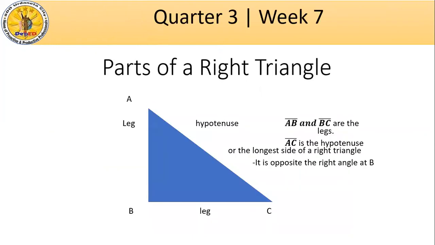Now, let us have a review on the parts of a right triangle. We have here line segment AB and line segment BC, which are the legs, while line segment AC, the longest side of the right triangle, is called the hypotenuse. It is the opposite of the right angle here. So the two parts of a right triangle are leg and hypotenuse.